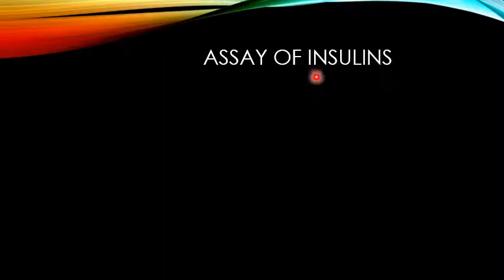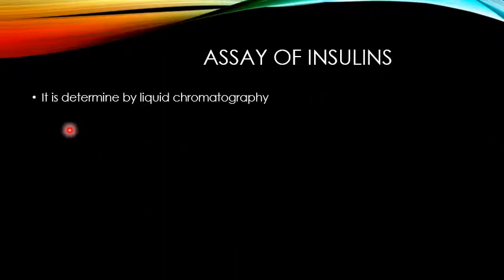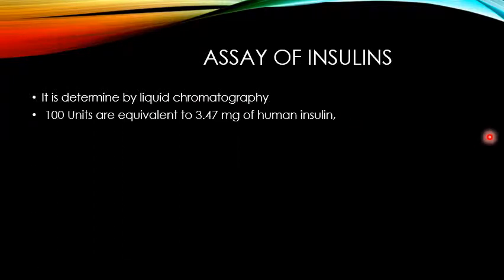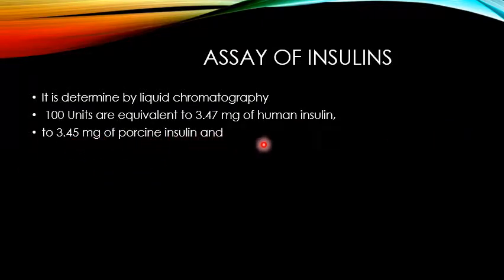Assay of insulin. It is determined by liquid chromatography. 100 units are equivalent to 3.47 milligram of human insulin, 3.45 milligram of porcine insulin and 3.42 milligram of bovine insulin.